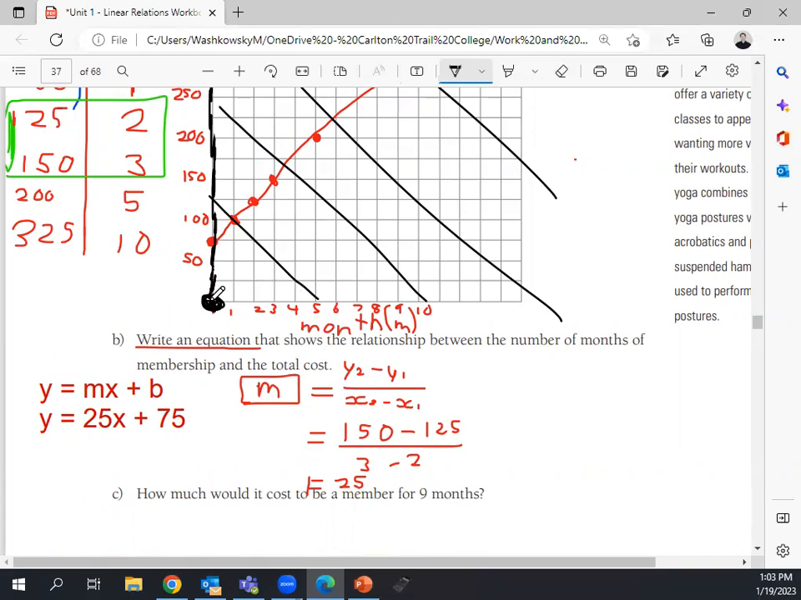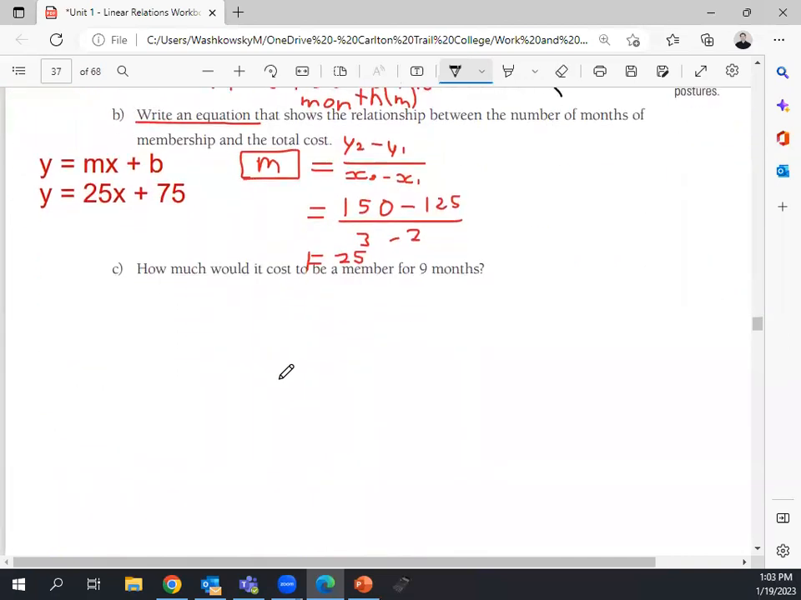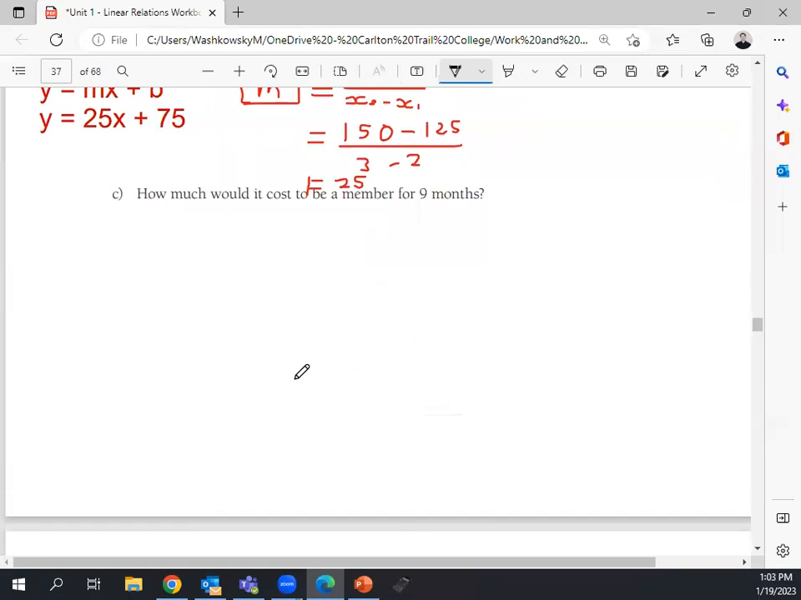There we go. Okay. So cool. I have my formula. So now the next question it's asking you. This is a really hard question, by the way. They want you to make a graph, analyze it, make an equation from it, and now they want you to use that equation to find something. So this is an example of a type of question you're going to see in March. How much would it cost to be a member for 9 months? How could I figure that out?